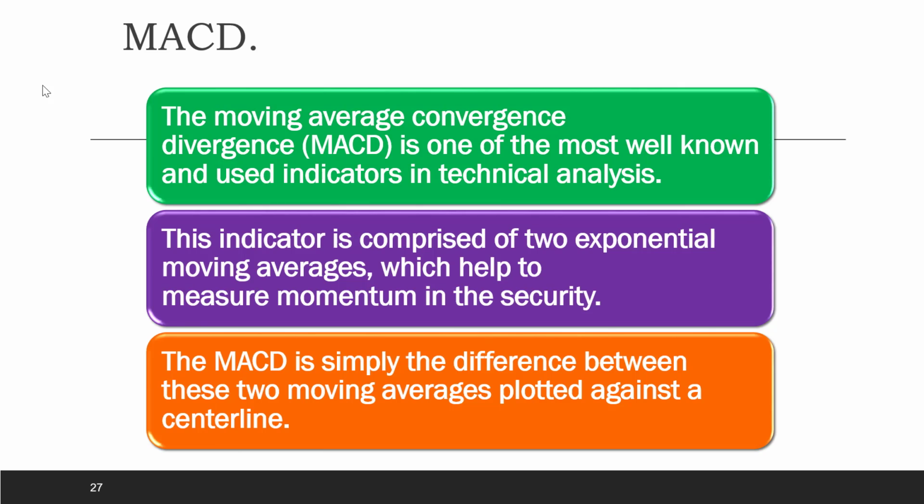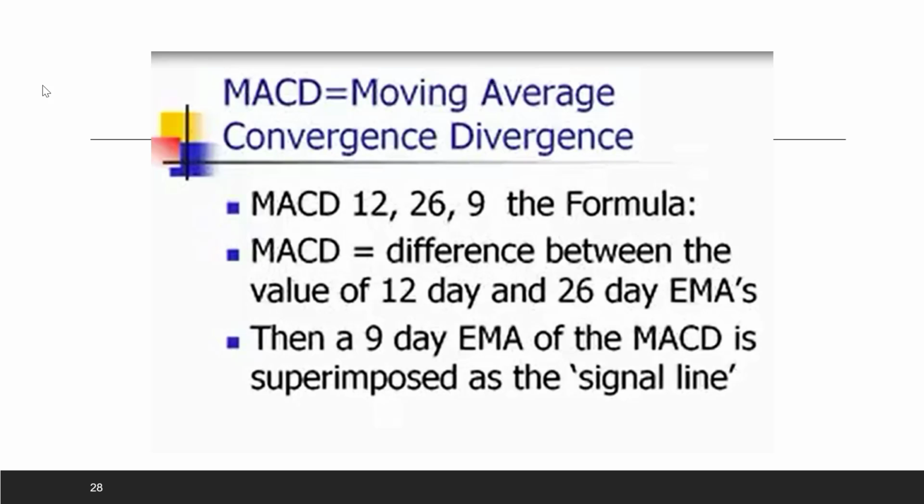The moving average convergence divergence, MACD, is one of the most well-known and used indicators in technical analysis. This indicator is comprised of two exponential moving averages which help to measure momentum in the security. The MACD is simply the difference between these two moving averages plotted against a center line. Moving average convergence divergence MACD 12, 26, 9. The formula: MACD is equal to the difference between the value of the 12-day and 26-day EMAs. Then a 9-day EMA of the MACD line is superimposed as the signal line.